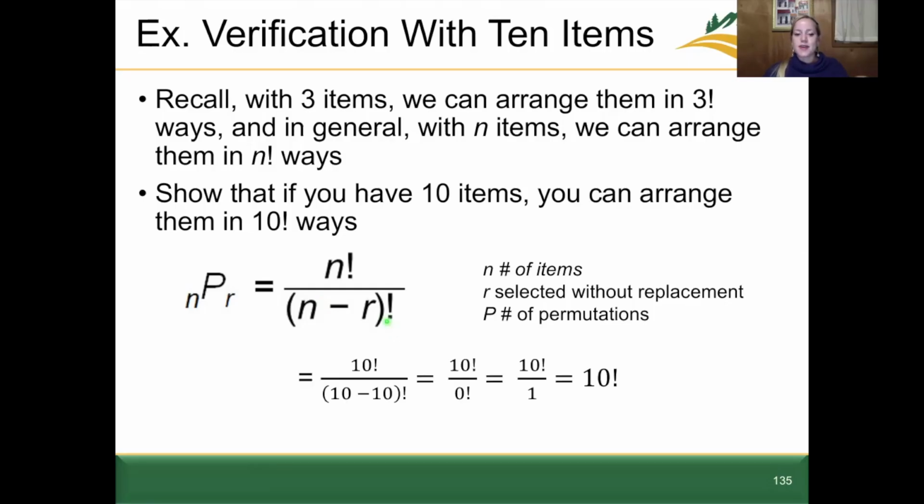Plugging this in, we have 10 factorial divided by 10 minus 10 factorial. N is 10 here, and r is 10 here. Then remembering that 0 factorial, that special case, is equal to 1. So 10 factorial over 1 is 10 factorial. So we essentially proved this using the permutations rule.